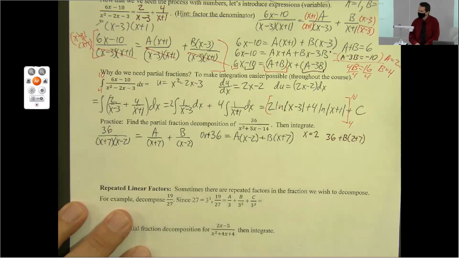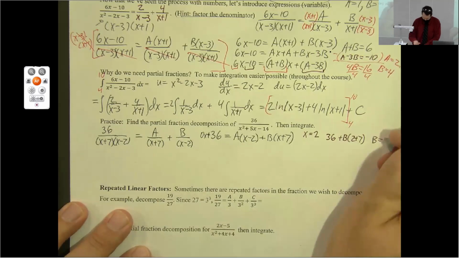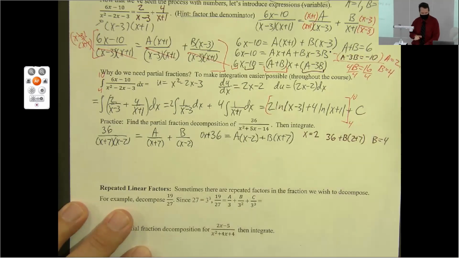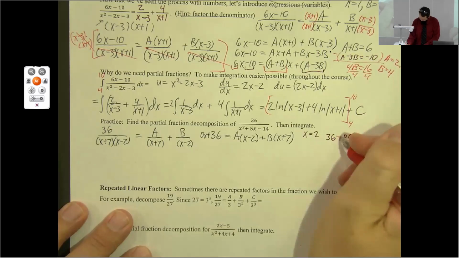And 2 plus 7 is 9. 36 divided by 9 is 4. Is that what you guys got the other way? Yep, that's what I got. Should that be an equals, not plus? Right there, yeah. Thank you.